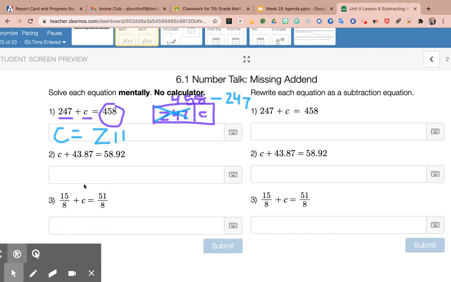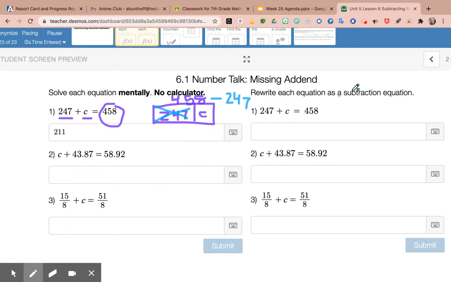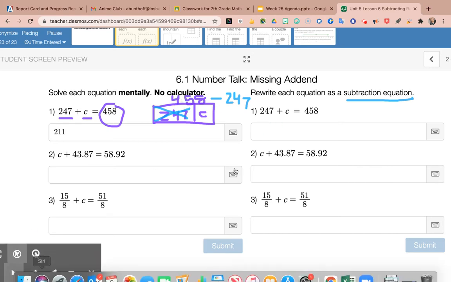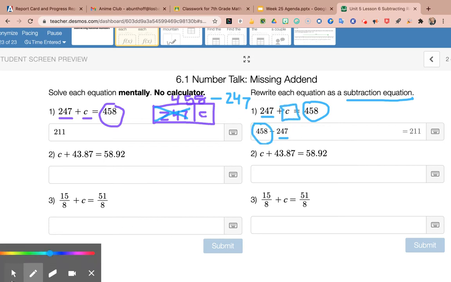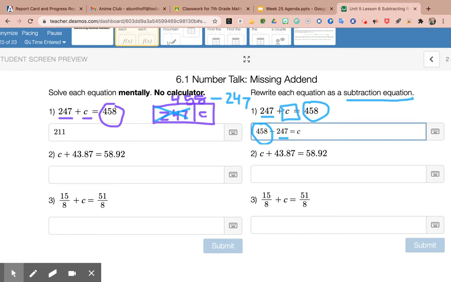So for the first one, you can type in 211, or you can type in C equals 211. Either one is fine. And then over here, you were supposed to write an equation as a subtraction problem. Well, we kind of already did that. We did 458, the whole, minus one of the pieces. If I do the whole minus one of the pieces, that will equal the other piece. So that will equal C. And you'll notice it even said 211.